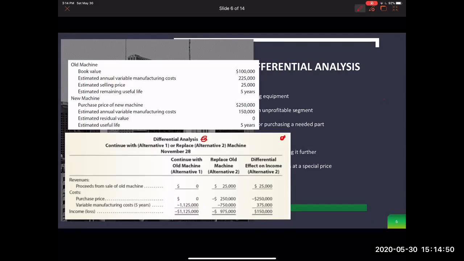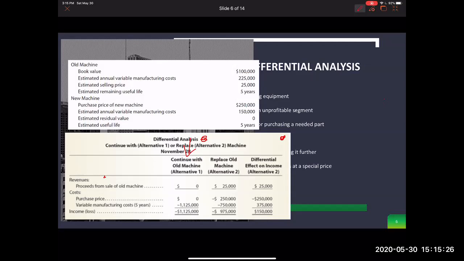So given this information, here's our differential analysis. Let's break this down step by step. In alternative number one, if we continue with the old machine, or if you continue with your old car, we're not selling it, right? That's the first one, there's no revenue because we're going to keep our car. We're going to keep rolling with it. So there's no sale. There's also no subsequent purchase because we are just going to keep rolling what we have. Now, our variable manufacturing cost for 5 years is $1,125,000.